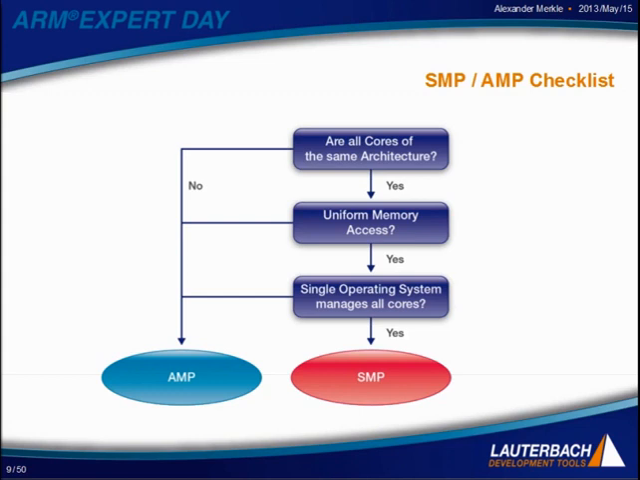This isn't hardware specific. The second condition is that you have uniform memory access, which means it is ensured that at every point in time, both cores access the same memory content, which is a problem, for example, if you use caches in the chips. So the chip must support uniform memory access. And last but not least, the software condition is that you have a single operating system which manages all cores of your chip. Then you can use it as an SMP system. Otherwise, it will definitely be an AMP system.